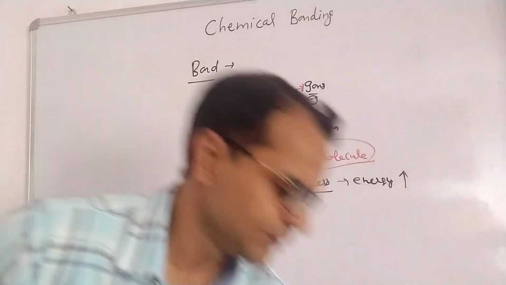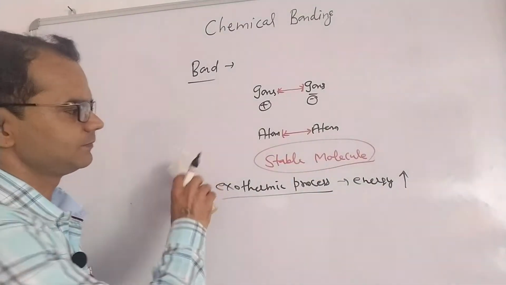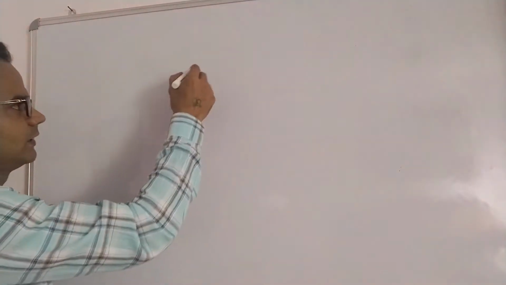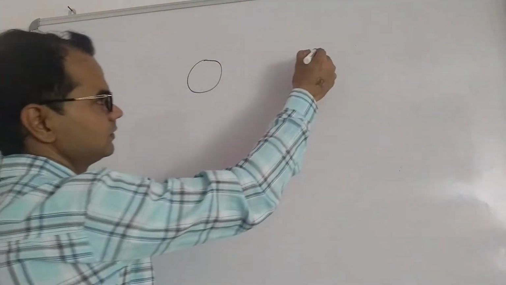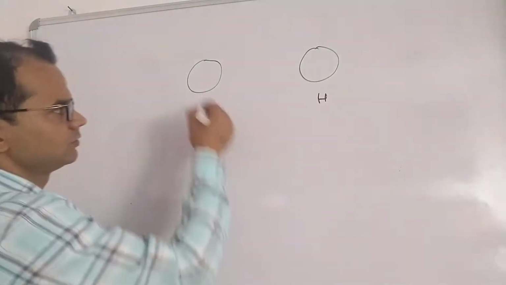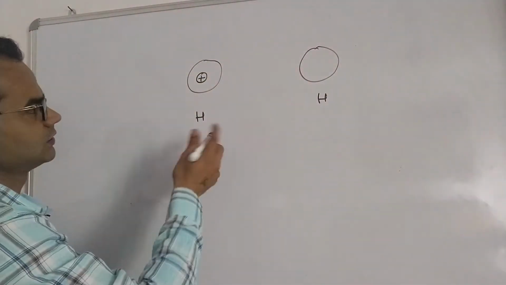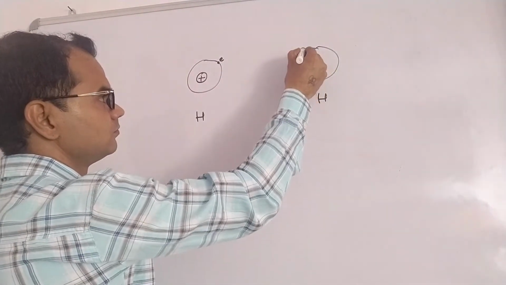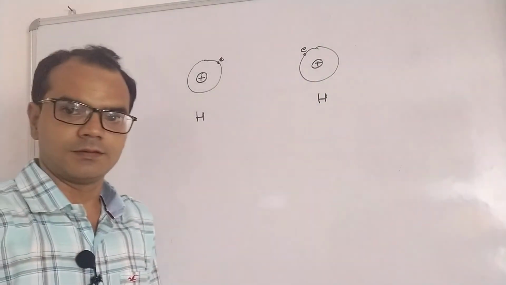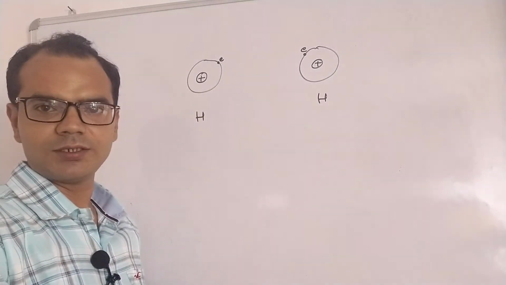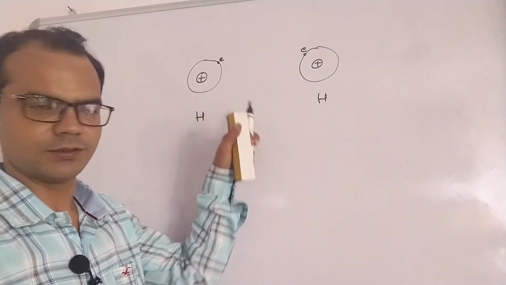Let's understand it with two atoms. For example, we have two atoms, atom number 1 and atom 2. Assume it is a hydrogen atom. So it contains a centralized positive charge, the nucleus, and an electron. Let's see how these two atoms can combine to form a hydrogen molecule.